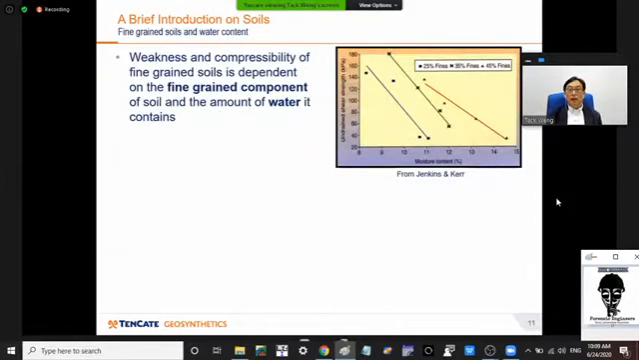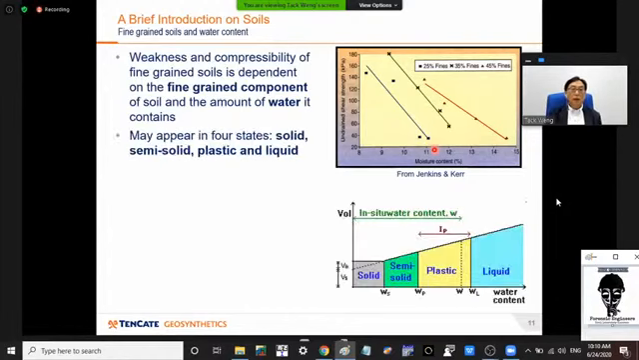Fine-grained soils have the ability to soak up moisture, and the weakness and compressibility of this is dependent on the fine-grained components, typically the silts and clays, and the amount of water it contains. And here's a chart showing the undrained shear strength in relation to the moisture content, and they can drop down very drastically. They may appear in 4 different states: solid, semi-solid, plastic, and liquid.